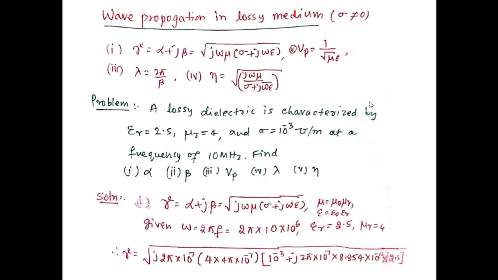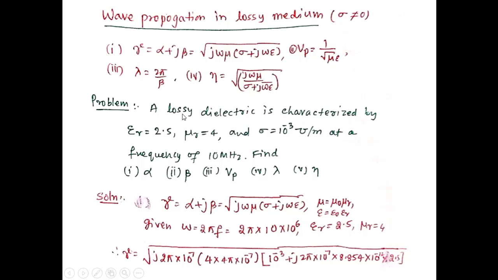Mu r depends upon the media, and epsilon is equal to epsilon r epsilon naught, where epsilon r depends upon the media, and epsilon naught is equal to 8.854 into 10 raised to minus 12 farad per meter. And third one is wavelength lambda, given by 2 pi by phase constant, and fourth one is intrinsic impedance eta, given by under root of j omega mu whole divided by sigma plus j omega epsilon.